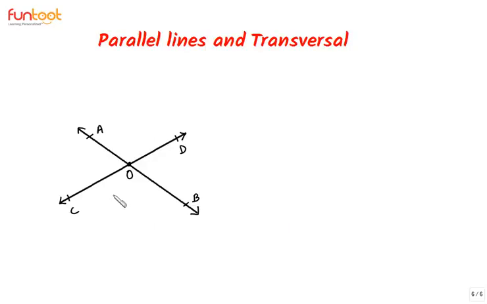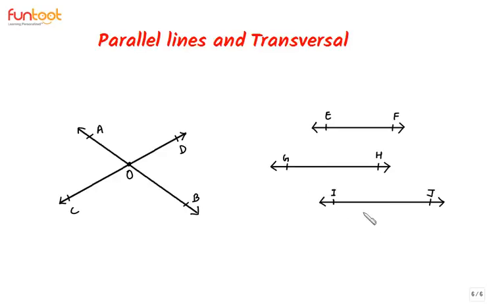In this example, none of the lines is a transversal because according to the definition of transversal, a transversal must intersect two or more lines. And here, only one line is being intersected. In this example, there is no transversal as none of the lines is being intersected here.